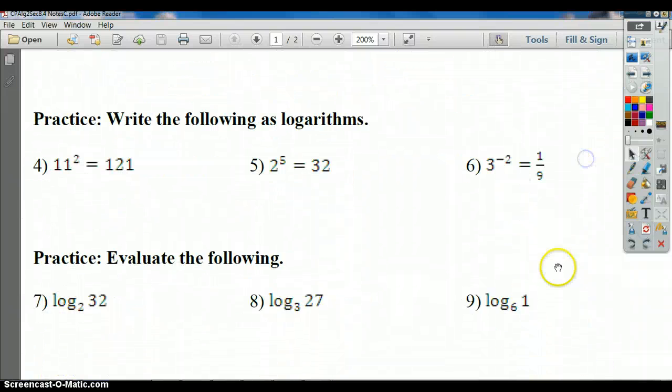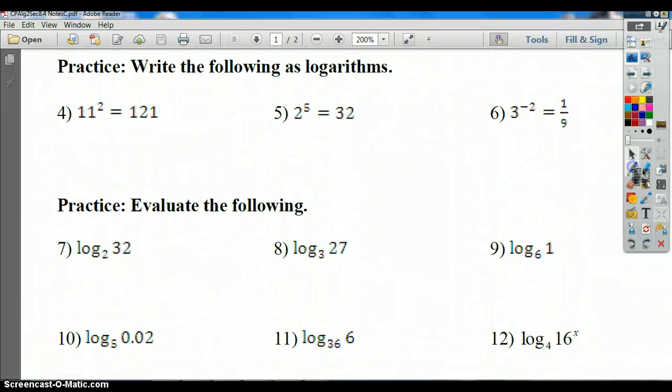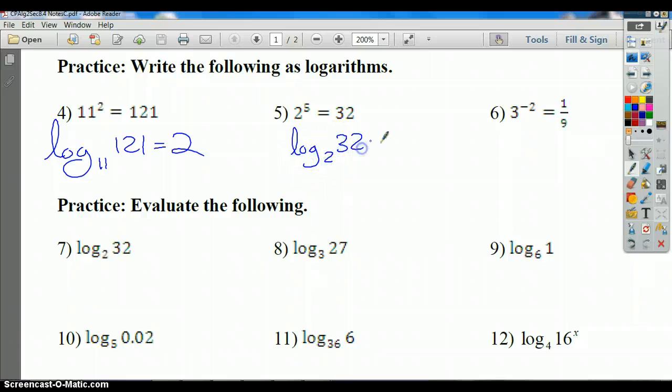All right, next 3 here, from 4 to 6, we're now going to write them back in log form. Your base is your base, so we go log base 11 of 121 equals 2. Over in number 5, the base is 2, so log base 2 of 32 will equal 5. And then the last one, log base 3 of 1/9 equals negative 2. And there, that would take care of 4, 5, and 6.